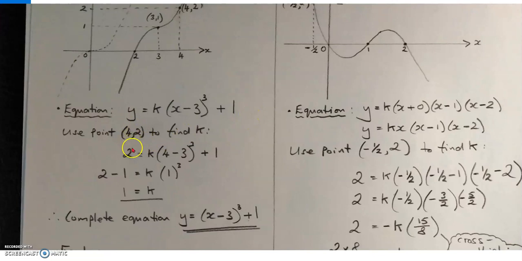I put 2 here for y, and for x I've written 4, and 4 minus 3 is 1, so that's 1 cubed. I've taken this plus 1 here over the equal sign to go minus 1. 2 minus 1 is 1, so 1 is equal to k times 1 cubed. 1 cubed is 1, so k is 1. So the complete equation is that. Okay, there's a 1 here in front of the brackets. Y equals x minus 3 all cubed plus 1.